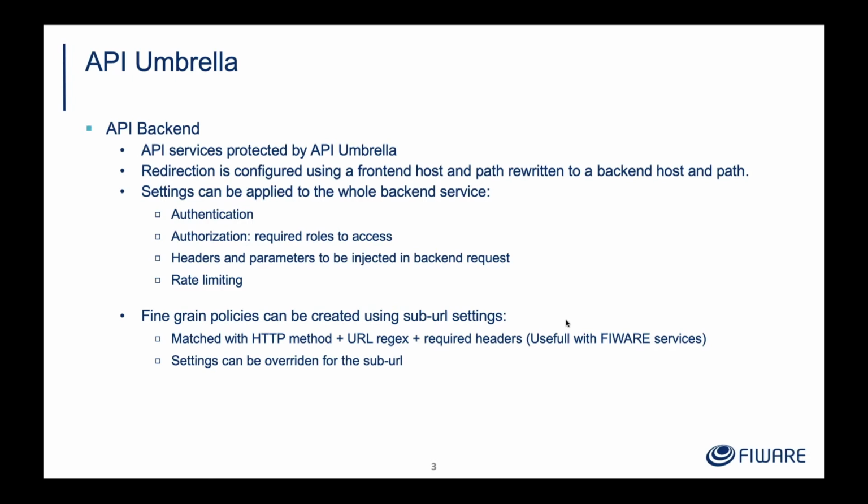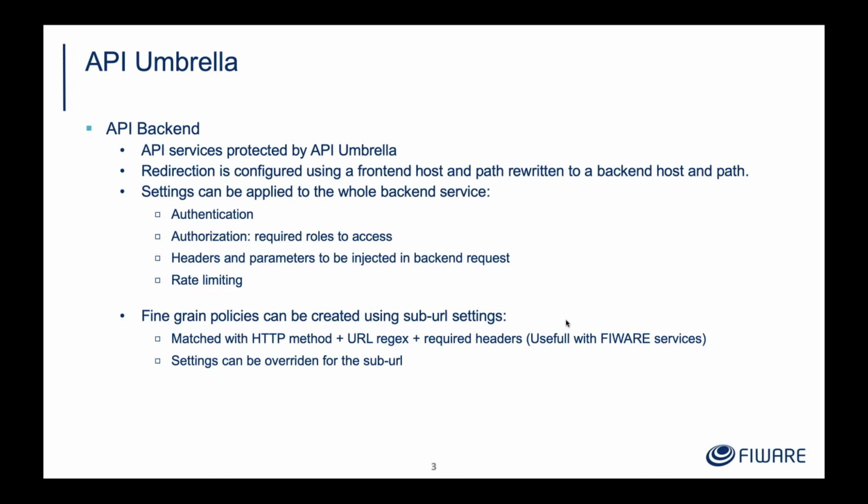It is possible to have a single host name for the whole API umbrella instance and then use different front-end paths in order to redirect the request to multiple APIs, or API umbrella is supporting multiple front-end host names. So you may have multiple host names with the certificates, all of them managed by the API umbrella, and then you can map all these front-end hosts to the different APIs that you are securing.